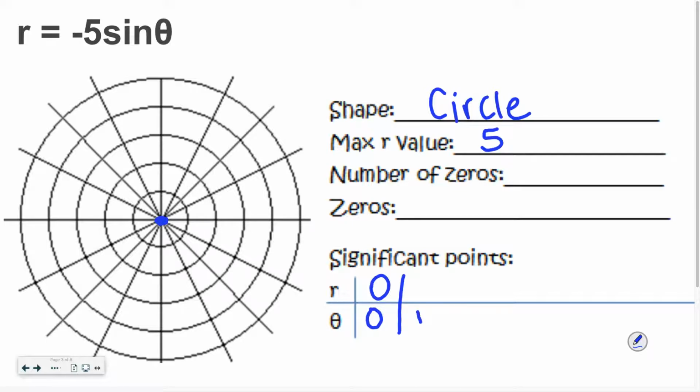And if I plug in pi over 2 for theta, what do we get for r? -5. So at pi over 2, we get -5. Okay, and we can draw our circle, right?